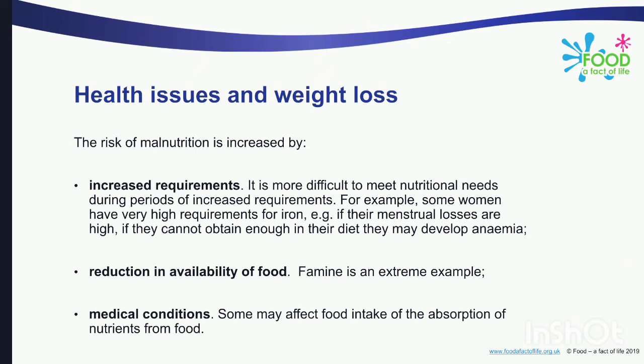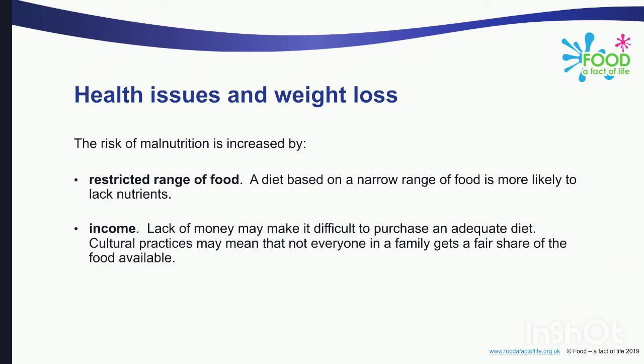Reduction in availability of food. Famine is an extreme example. Medical conditions: some may affect food intake or the absorption of nutrients from food. The risk of malnutrition is increased by a restricted range of food. A diet based on a narrow range of food is more likely to lack nutrients. Income: lack of money may make it difficult to purchase an adequate diet. Cultural practices may mean that not everyone in a family gets a fair share of the food available.